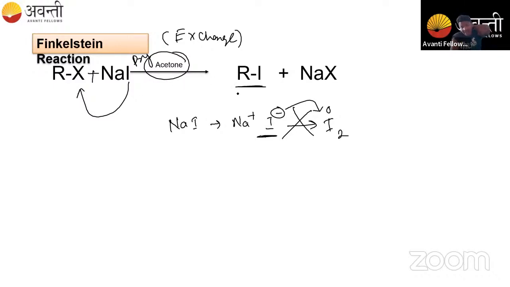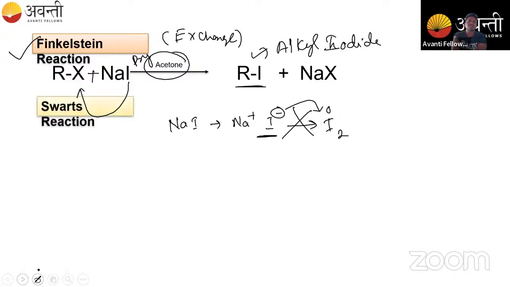So now you have the alkyl halide preparation, where the positions are simply exchanged. This X will be exchanged with iodine. That is the Finkelstein reaction, usually used for the preparation of alkyl iodides. Next one is the Swarts reaction, very, very important. What is the Swarts reaction used for?